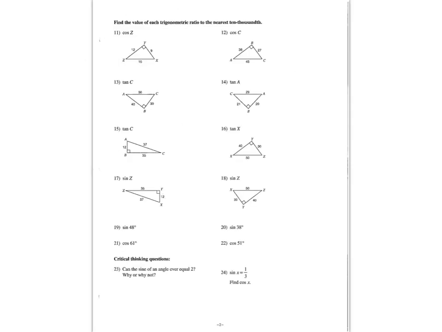On the back, do yourself a favor. Cross that one out. And cross this one out. Not worried about that. These guys down here, that's just punching your calculator. Sine 48, close your parentheses, enter. Give me the decimal to 3 decimal places.